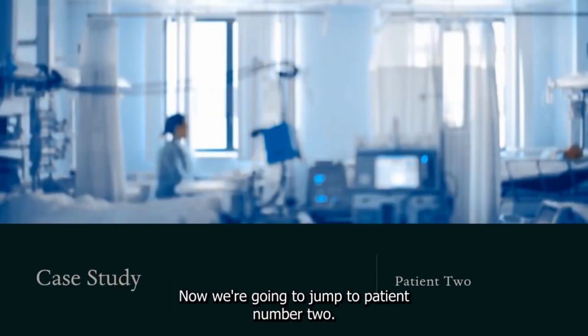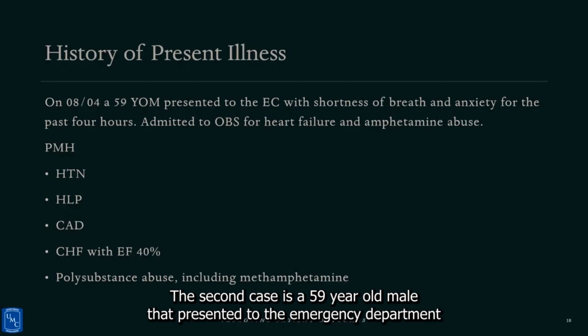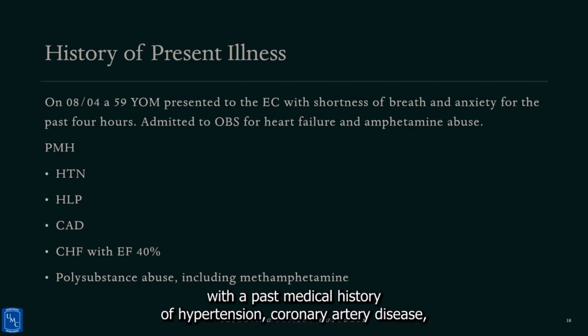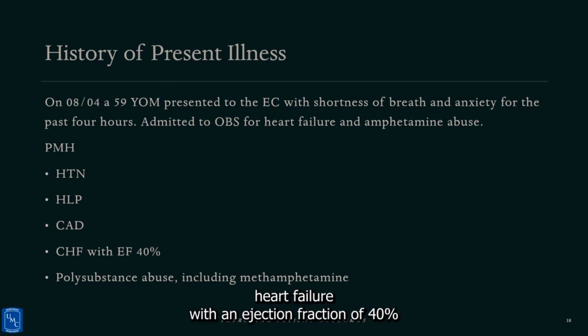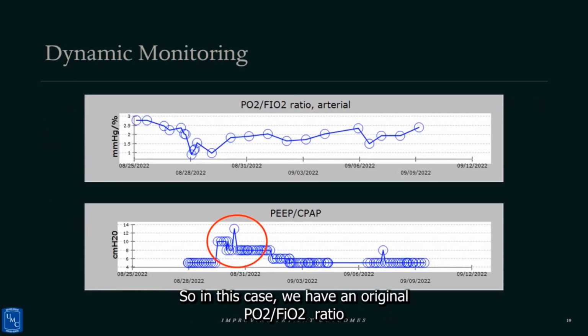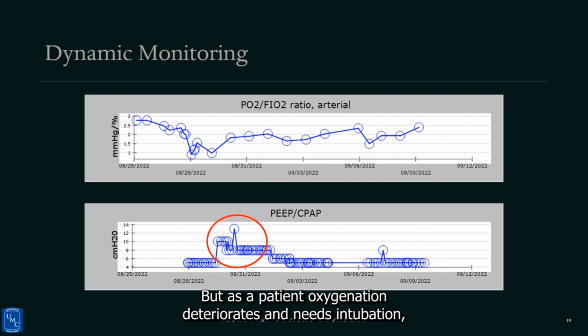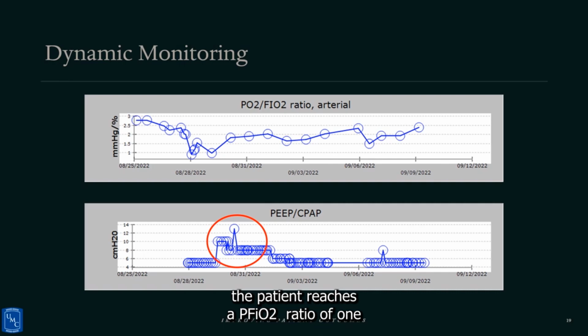Now we're going to jump to patient number 2. The second case is a 59-year-old male that presented to the emergency department with shortness of breath and anxiety for 4 hours prior, with a past medical history of hypertension, coronary artery disease, heart failure with an ejection fraction of 40%, and polysubstance abuse. In this case, we have an original PaO2/FiO2 ratio that is adequate, approximately 2.8 on admission, but as the patient's oxygenation deteriorates and needs intubation, the patient reaches a PaO2/FiO2 ratio of 1. Original PEEP after intubation for this patient is set at 5, but shortly after is followed by a change to a PEEP of 10. This triggers a ventilator-associated event, similar to the case that we just reviewed before.